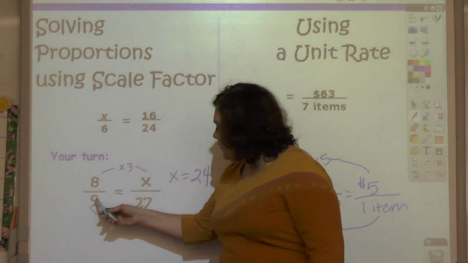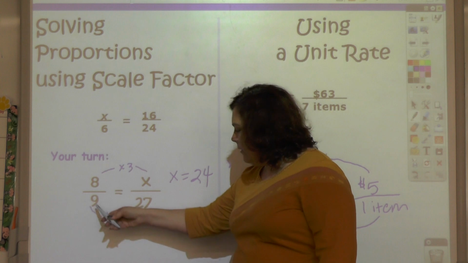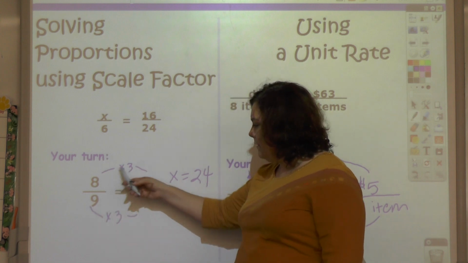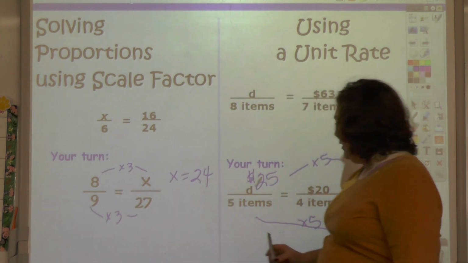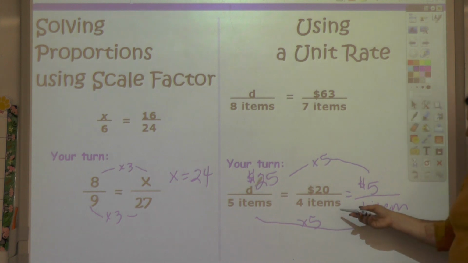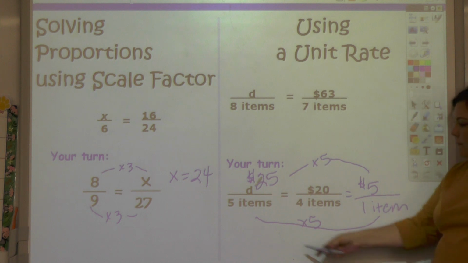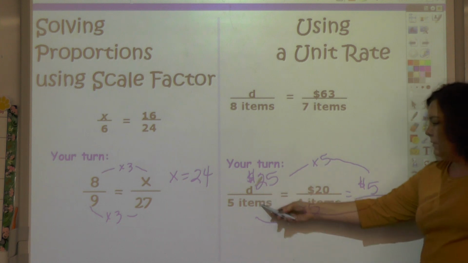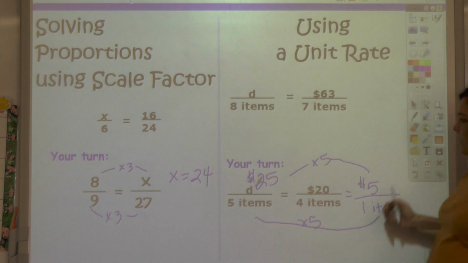So the scale factor is 3 here. Whatever I do to the bottom, I do to the top, times 3. So x equals 24. And here I use the unit rate to find out how much per one item. And then I can go from one item to 5 items. And it's times 5, and 5 times 5 is 25.